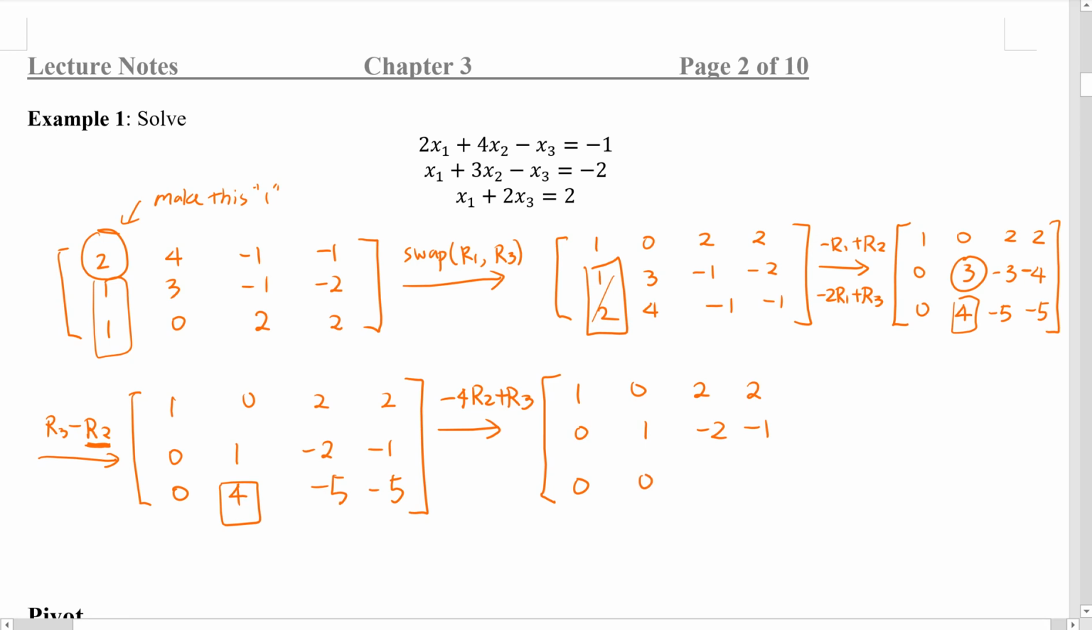Negative 5 minus 4 times negative 2. So minus 5 plus 8, 3. Minus 5 minus 4 times minus 1 is minus 5 plus 4, which is minus 1. So the first column corresponds to the coefficient of x1, the second column corresponds to the coefficients of x2, the third column corresponds to the coefficient of x3, and the last column corresponds to the right hand side. So the last row means 3x3 equals minus 1. Well, then x3 equals minus 1/3, right?